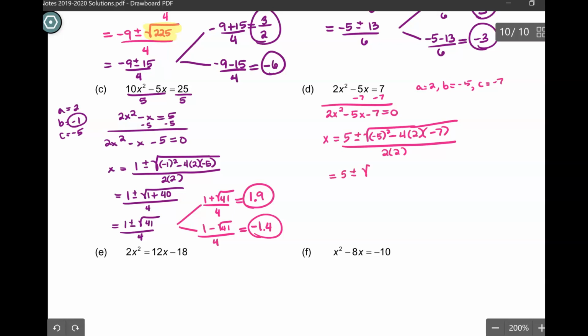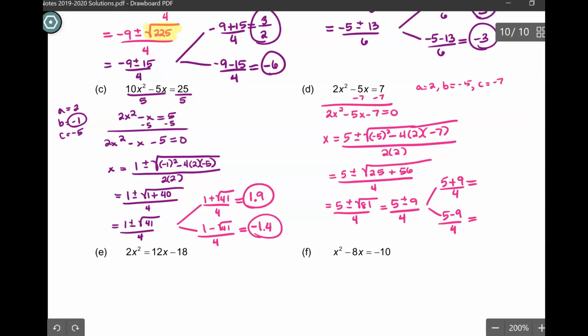So I have 5 plus or minus, I get 25 plus 4 times 2 is 8, times 7 is 56, all over 4. So I have 5 plus or minus, so 25 plus 56 is 81. So I have square root of 81 all over 4. So I have 5 plus or minus, square root of 81 is a perfect square, so it's 9 over 4. So my two answers are 5 plus 9 over 4 and 5 minus 9 over 4.